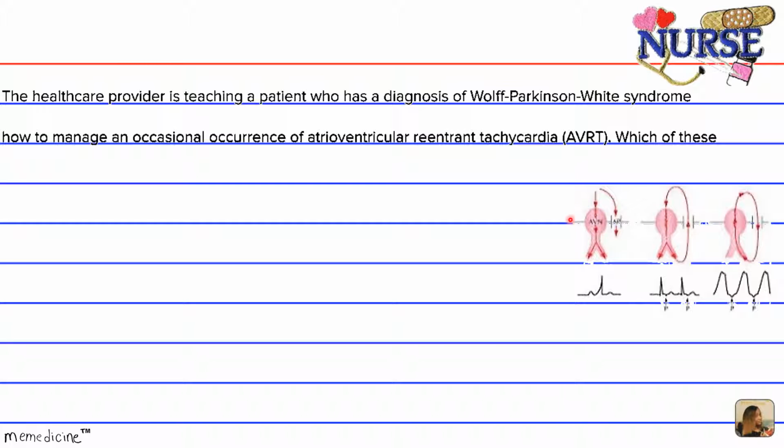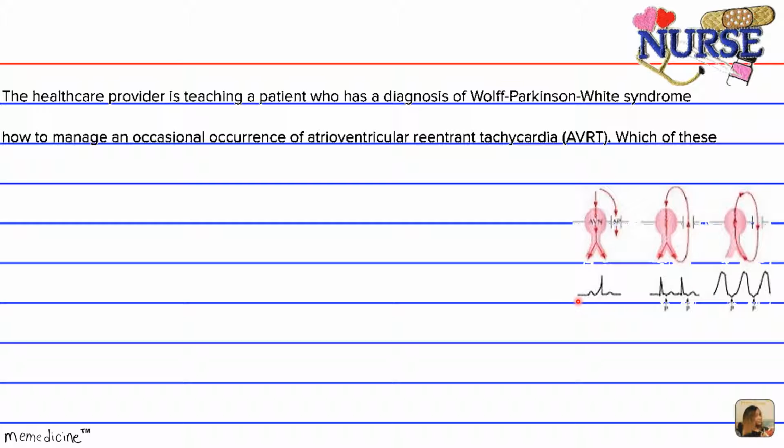Let's take a little detour. These are representations of the AV node, and this is how electric signals normally flow through and out. But in atrioventricular reentrant tachycardia, there's a loop. This is the orthodromic type, and this is the antidromic type. It's not bilateral. Here, there's an offshoot and a loop.